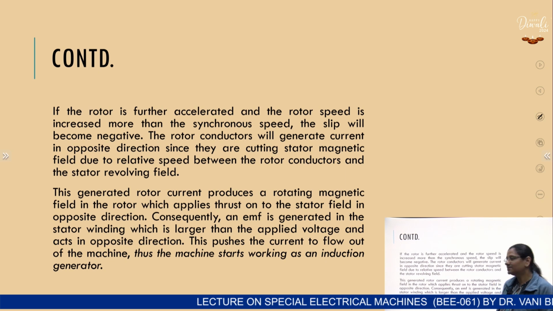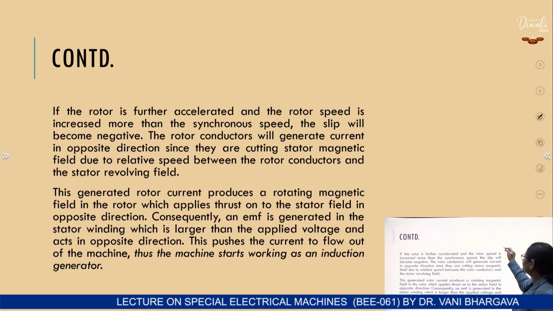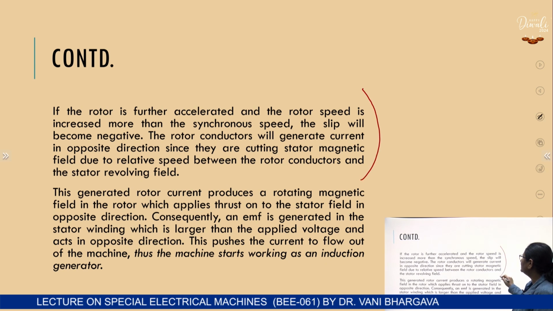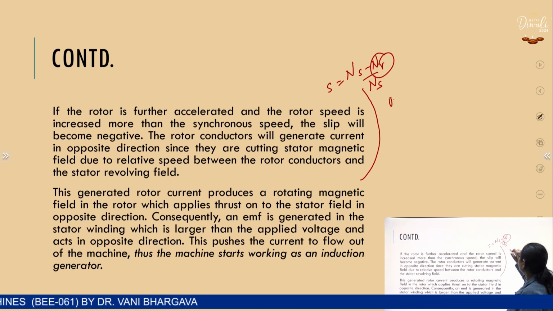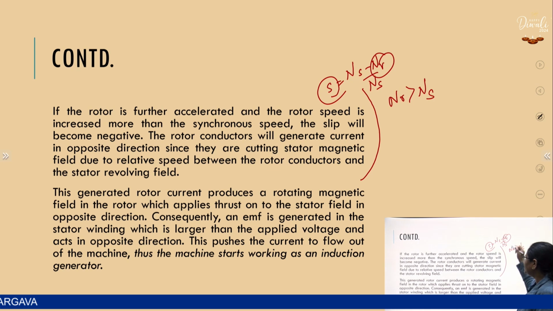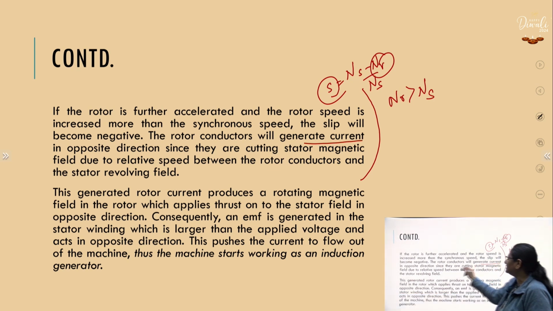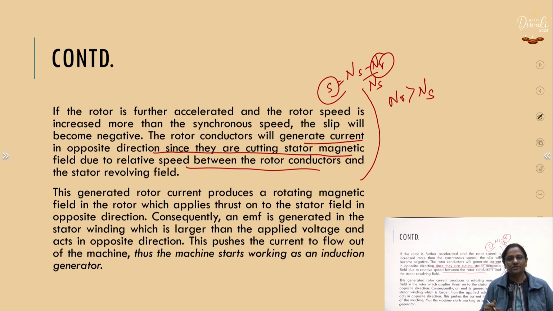If the rotor is further accelerated, as I just told you, the rotor speed is increased beyond the synchronous speed, the slip S will become negative, which is given as Ns minus Nr upon Ns, Nr being more than Ns, the slip will become negative. Right? The rotor conductors will generate current in opposite direction as they are cutting the stator magnetic field due to the relative speed between rotor conductors which are rotating at a speed more than the synchronous speed and the stator produced magnetic field which is rotating at a speed equal to the synchronous speed.